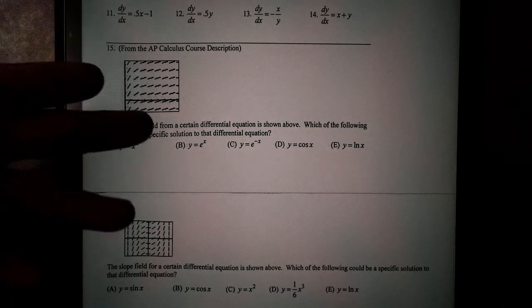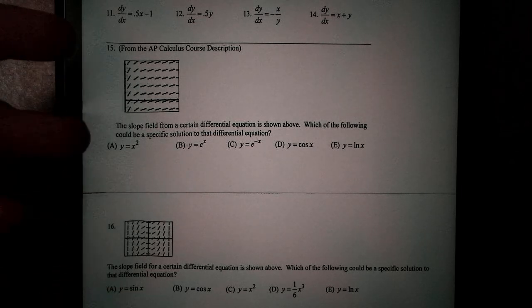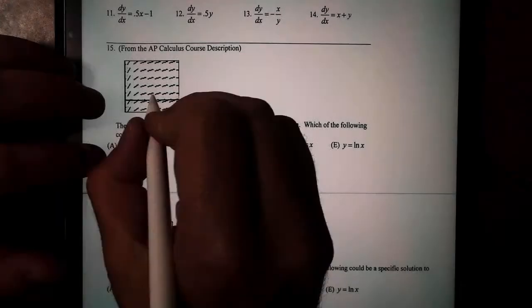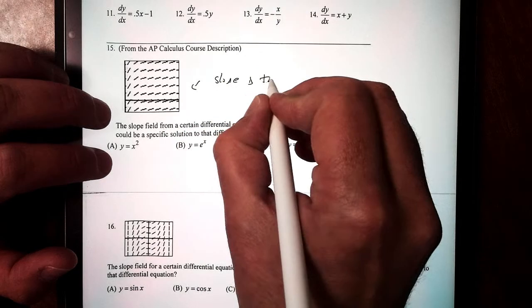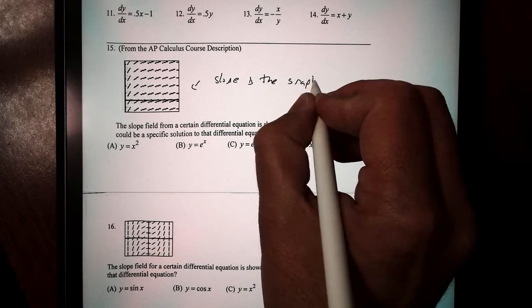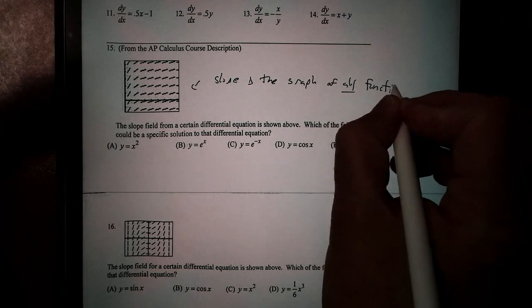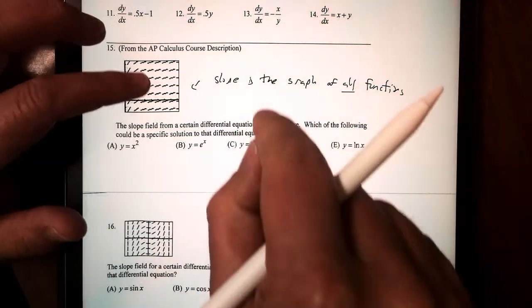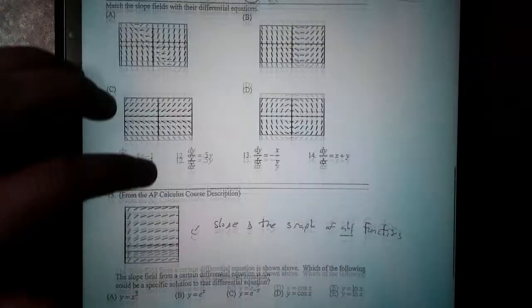This one, which one does this look like it could be? Does it look like your x? No. So here's kind of the opposite, right? Which one does it look like? Does it look like a parabola? This is a slope field. Now remember, a slope field is the graph of all of the functions. It's like a parent function, like a bunch of parents. So if it was a parabola, it'd be like a bunch of parabolas, like up here. There it is. All right.